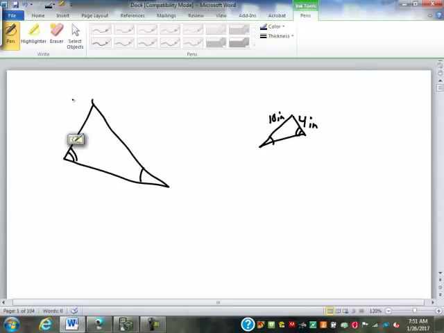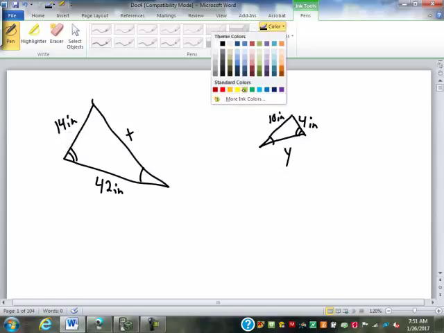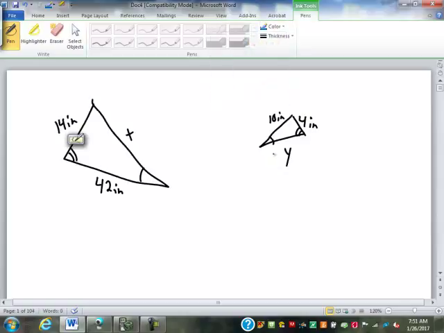And over here we have, let's call this 14 inches. We'll call this X. Call this 42 inches here. Call this one Y. Find the length of those missing sides for me quick.